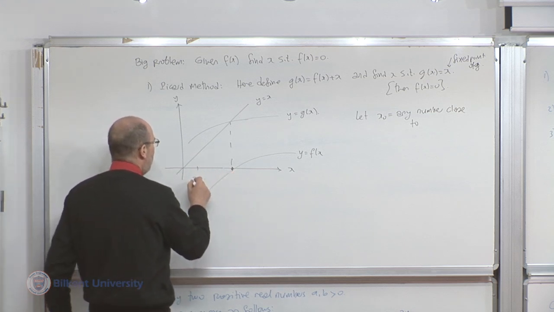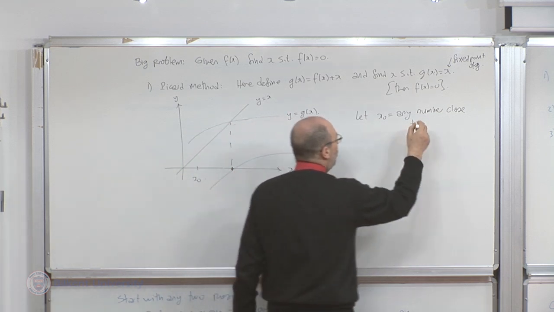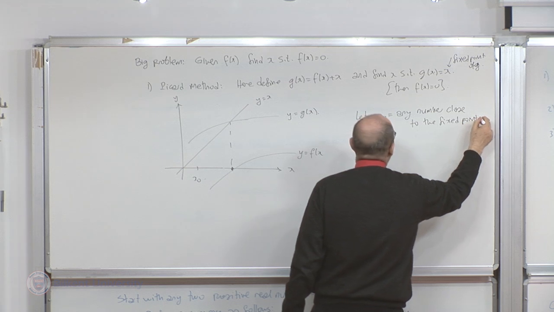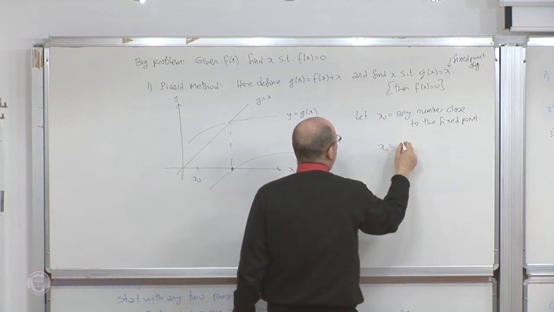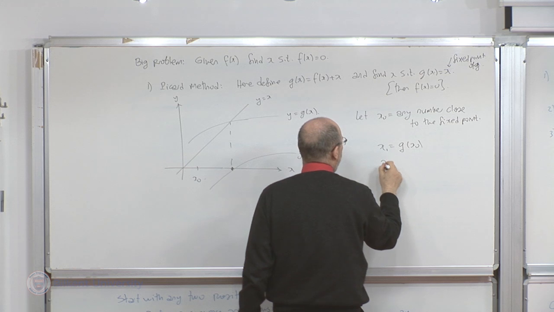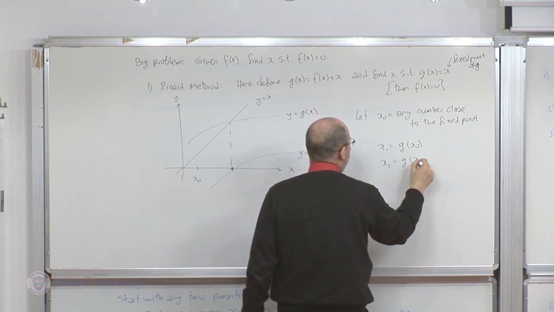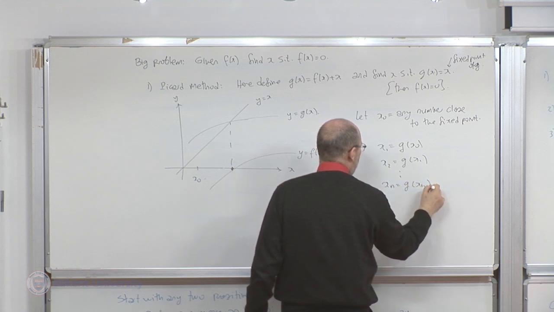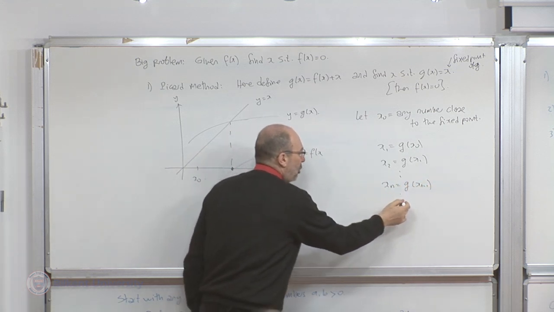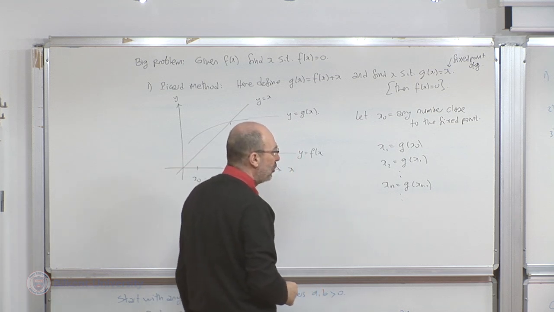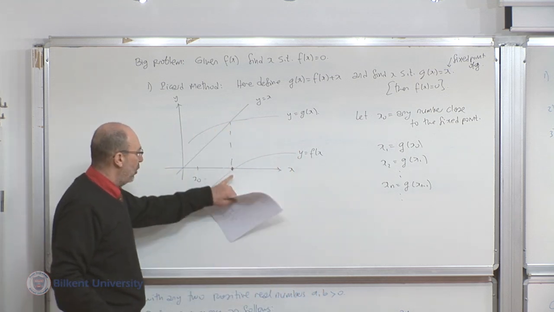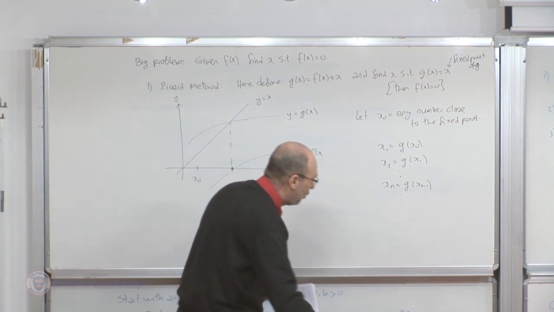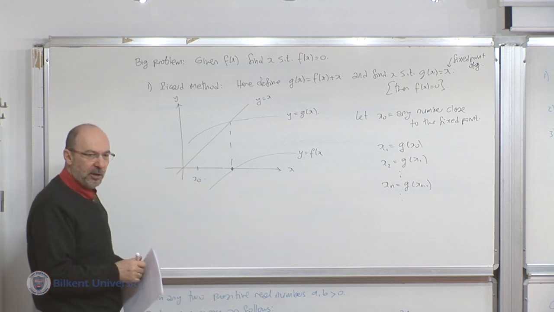So you start with an arbitrary x sub 0, any number close to the fixed point. Then x1 is equal to g of x sub 0, x2 is equal to g of x1, so xn is equal to g of x sub n minus 1. You continue this way. If this sequence converges, it converges to the fixed point of this function. Let's see why. This corresponds to pressing the same button over and over again.